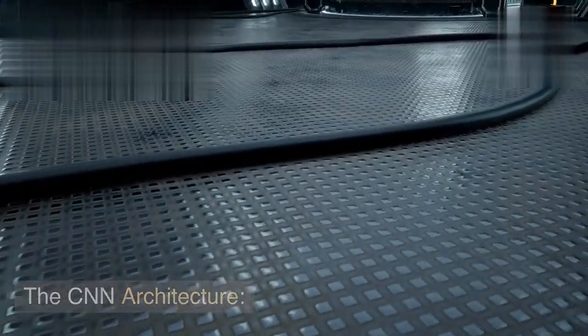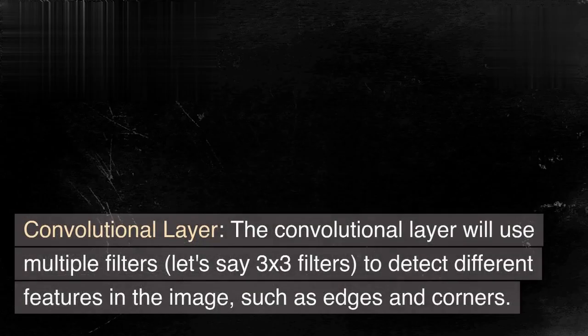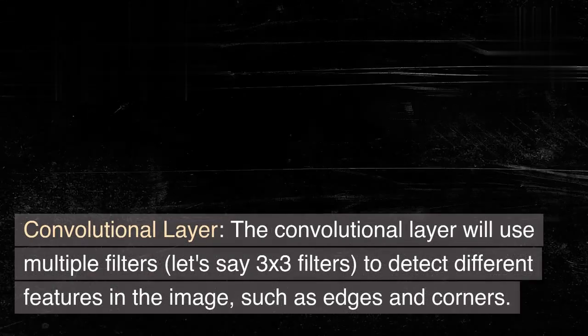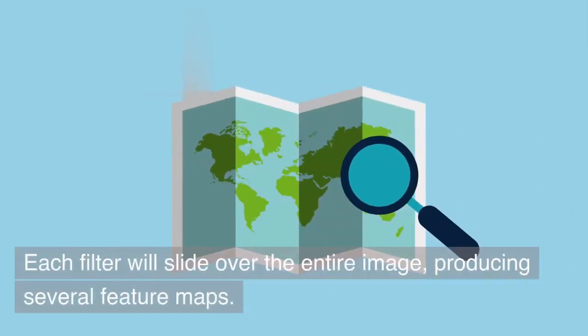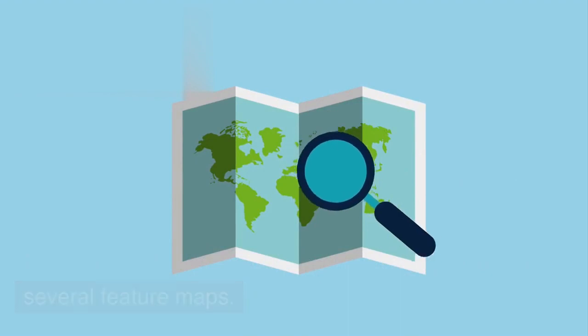The CNN architecture. Input layer. The 28 by 28 image is the input to our CNN. Convolutional layer. The convolutional layer will use multiple filters, let's say 3 by 3 filters, to detect different features in the image, such as edges and corners. Each filter will slide over the entire image, producing several feature maps.